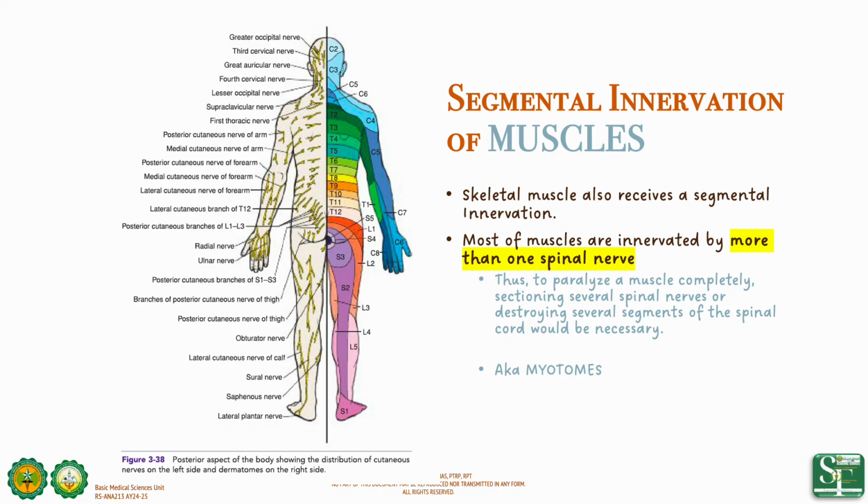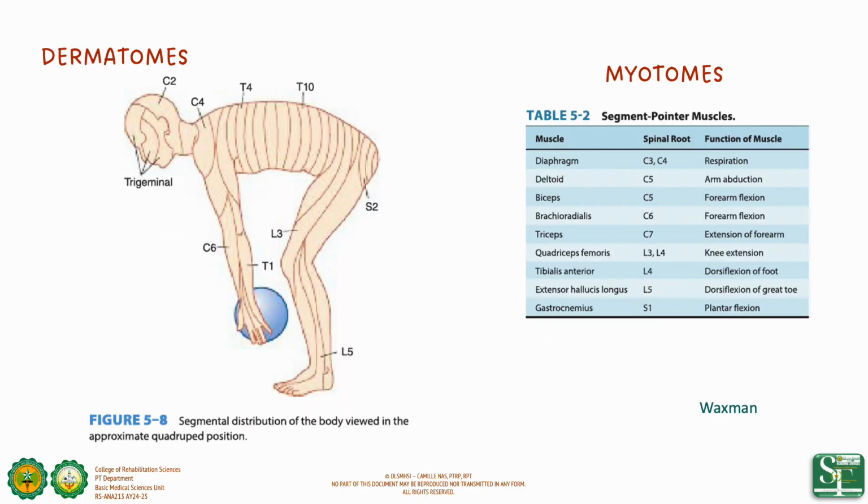So, for example, C5. C5, anong action ng muscle ang ginagawa? It's shoulder abduction. Ayan. C6 is elbow flexion and wrist extension. So, dalawang muscle yung kanyang nasusuplayan. Dalawang action din yung mapoproduce niya. So, this is your dermatomes and myotomes.